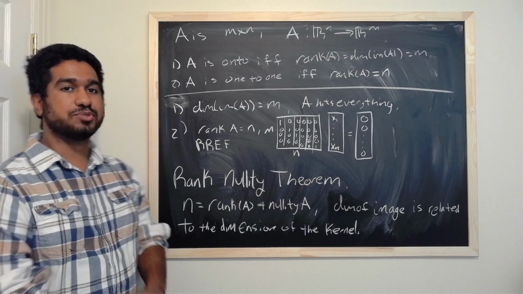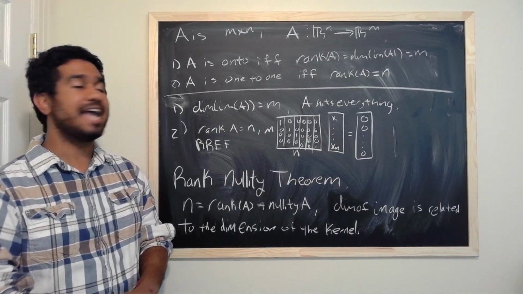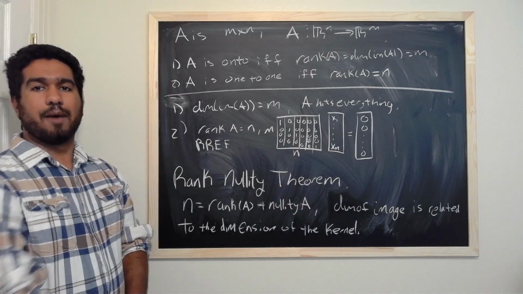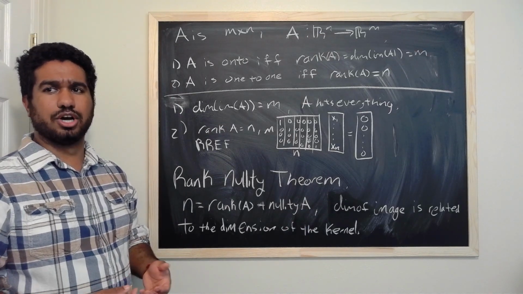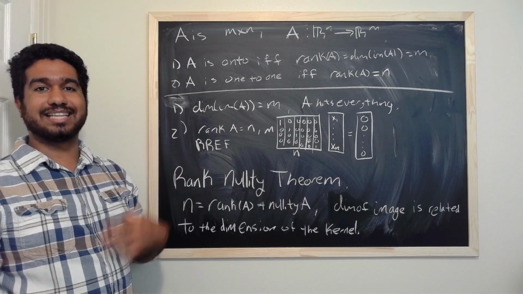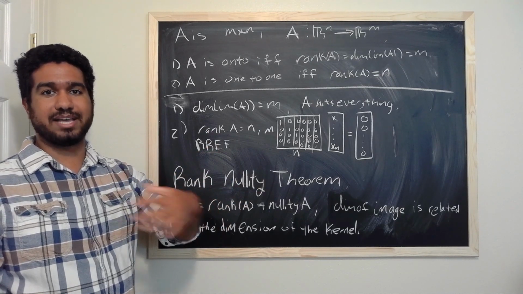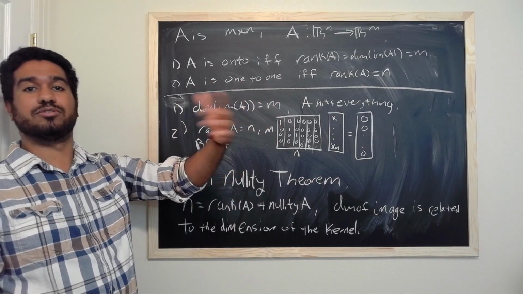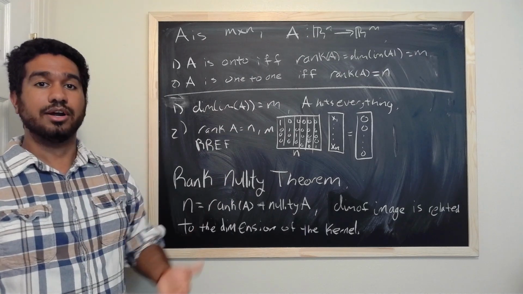And we have that A is one-to-one if and only if the rank of A is equal to n, being the dimension of the input space. The easier of these two statements to show is the first one. If the dimension of the image is m, that means the image is an m-dimensional subspace of an m-dimensional space. It has to be the entire space.